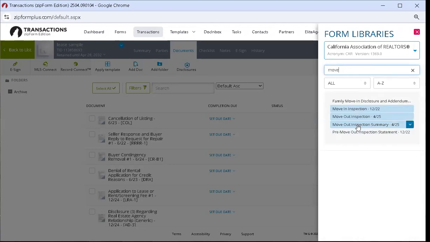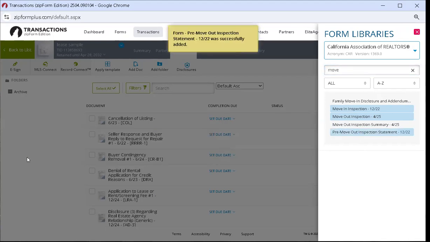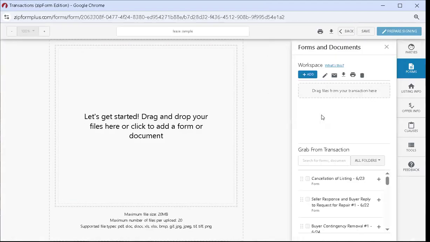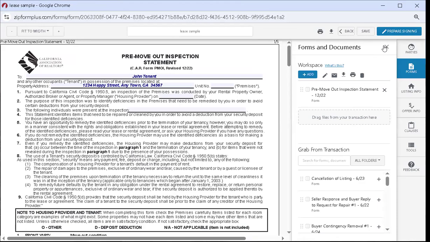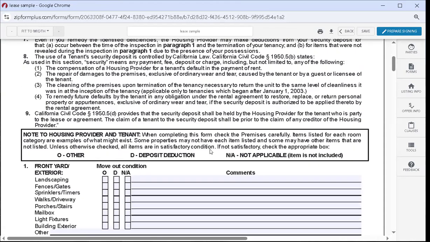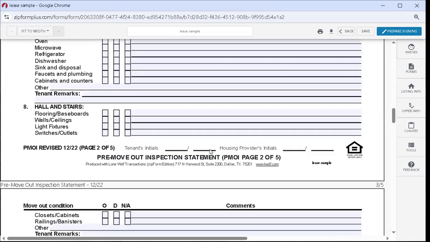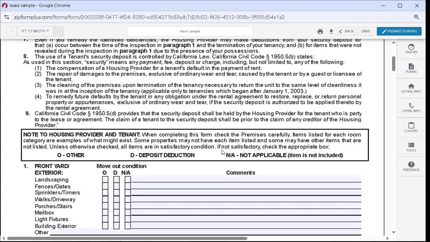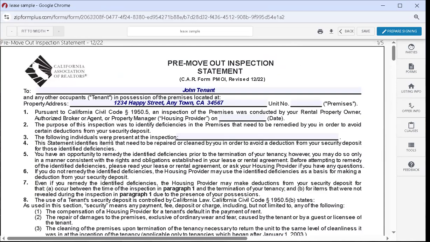Move-in inspection, move-out. Okay, I have that one. The last one. Okay, we found it. Let me take a look at this form. This may be one we need to add to that section where we're going to require it. Oh, okay, this is the move out. Yeah, I remember that.